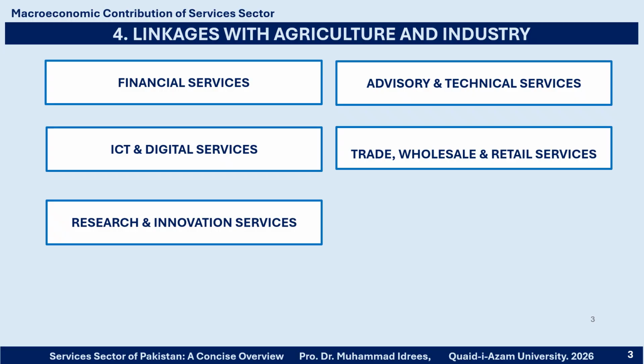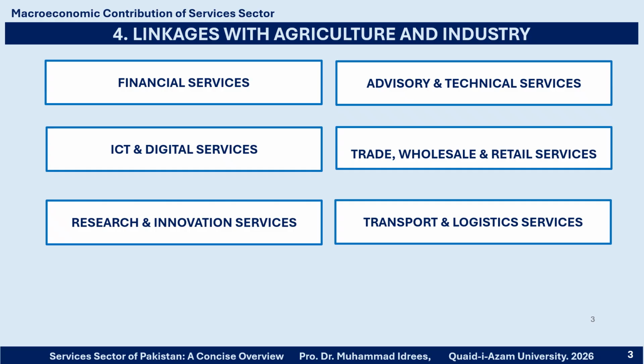Research and innovation services. Research and innovation services boost the productivity of agriculture and industry. For example, the Pakistan Agriculture Research Council has a significant role in increasing the productivity of the agriculture sector in Pakistan. Transport and logistics services have a vital role. These services ensure the timely movement of raw materials, intermediate goods, and finished goods between farms, factories, and markets.